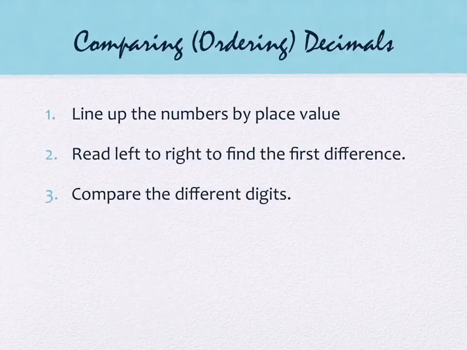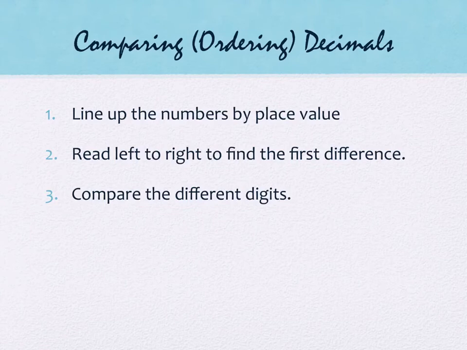All right, so the next thing we're going to look at is ordering decimals. So ordering or comparing decimals. We're going to line the numbers up by place value. We're going to read from left to right to find the first difference, the place where they're different. And then we're going to compare the different digits.